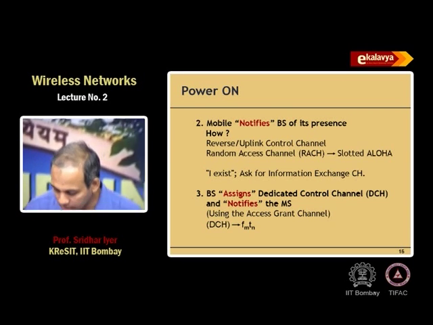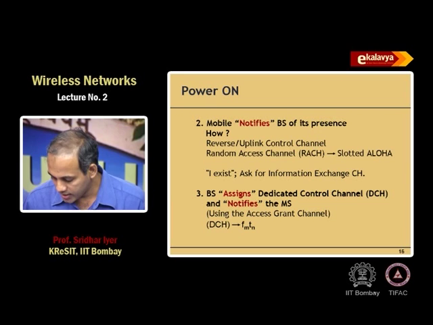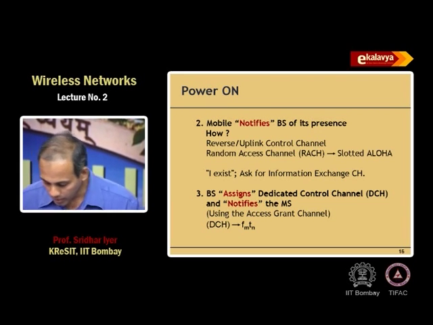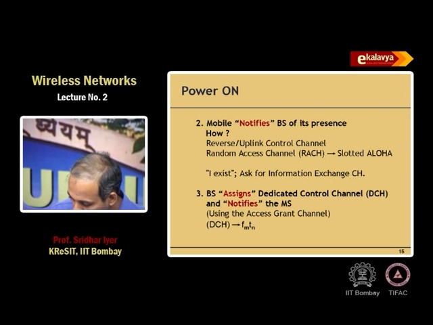So basically this is what is called your random access channel, or the RACH. This is the key uplink channel. The random access channel uses slotted Aloha as the mechanism. Slotted because we are in a slotted system. Aloha basically means you just randomly get up and transmit, that's all it means. Slotted Aloha means you transmit at the beginning of the slot, you can't transmit anywhere in between, that's all.